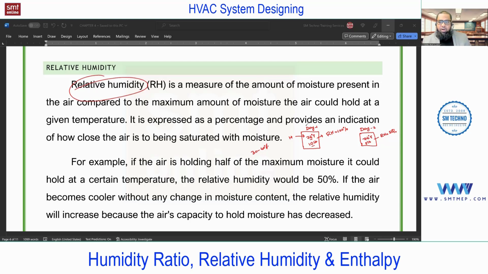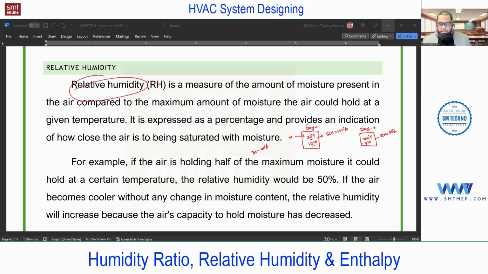One is the actual quantity of moisture that we can measure per pound. If you measure per pound, you can multiply with the total volume and you'll get the total moisture in the room. That is calculated irrespective of the temperature. But RH is related to a particular temperature. What can be the maximum and what is the present? That comparison is nothing but RH.